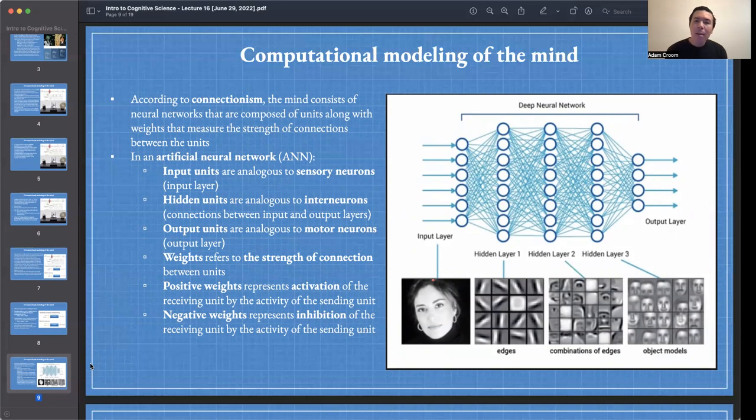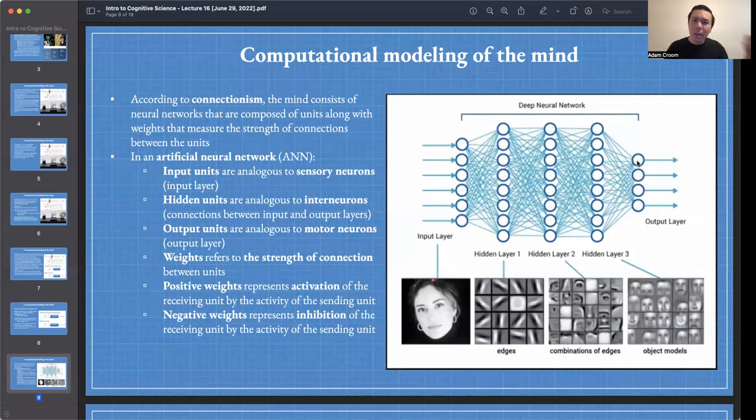According to connectionism, the mind consists of neural networks that are composed of units along with weights that measure the strength of connections between units. In an artificial neural network, we have input units, which are analogous to sensory neurons located here in this input layer. We see the input units here, and we just call this the input layer. Okay, the input layer includes the input units. Over here, we have output units, and these are analogous to motor neurons, right? And the output units are within the output layer, on the other end.